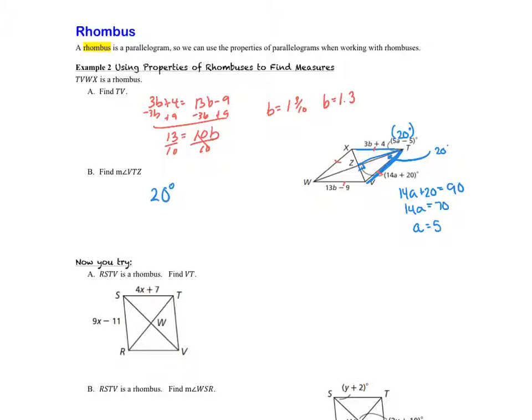Okay, and if I plug that 1.3 in, so if I find side XT, for instance, and I do 3b plus 4, so 3 times 1.3 plus 4, well, that's 3.9 plus 4, and that is 7.9. So XT is 7.9, which also means that TV is the same thing because all the sides are congruent since it's a rhombus.